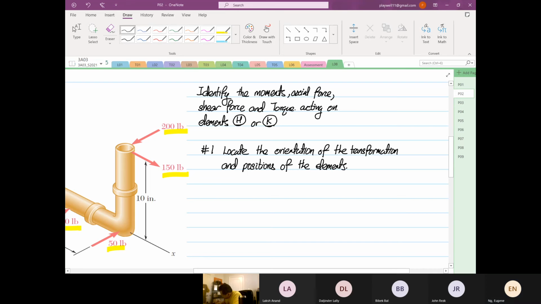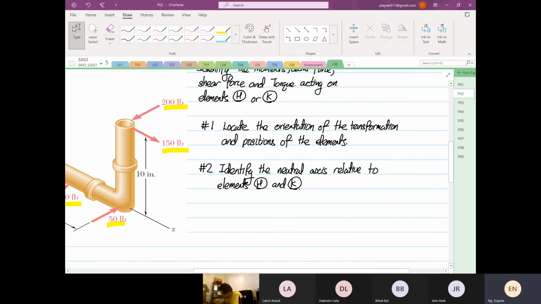Then after that, the second thing is to identify the neutral axis relative to elements H and K. Okay, and then the third rule, or the third thing that you have to remember: do not analyze the forces that are dots and crosses. I will elaborate on that.